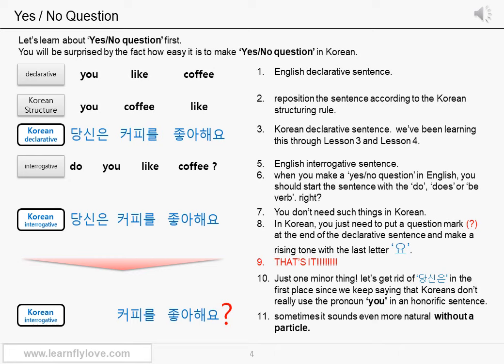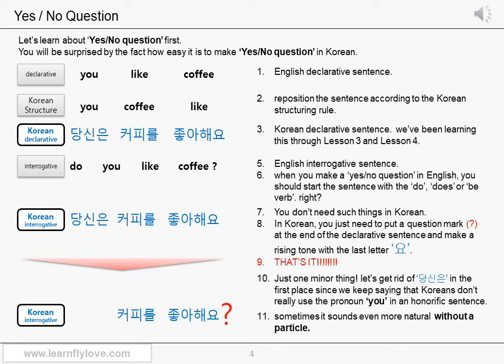You like coffee. This is a normal declarative English sentence. Let's rearrange the sentence according to the Korean structure and rule. You, coffee, like. Subject plus object plus verb. It's too easy, right? You, 당신은, coffee, 커피를. Or you can use the English pronunciation, coffee, too. 커피를 like, 좋아해요. Yes, we know this sentence sounds a little bit weird and we know we don't use the pronoun you in a Korean honorific sentence, but just leave it there for a while.